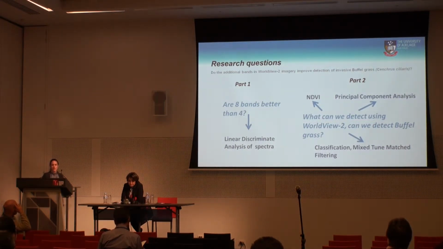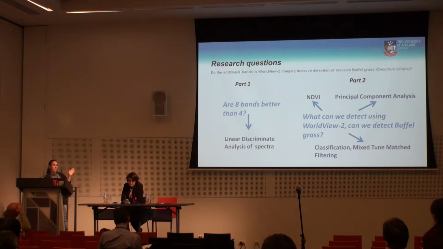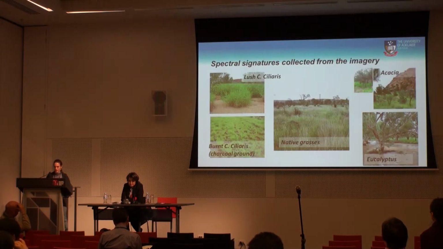So, back to my original question, do the additional bands of WorldView 2 imagery improve detection of buffel grass? I've divided this into 2 sections for the talk today. Firstly, are the 8 bands better than 4? I'll talk about that using a linear discriminant analysis of the spectra. And secondly, what can we detect using WorldView 2? Can we actually pick the buffel grass up? So I'll start with that first question.